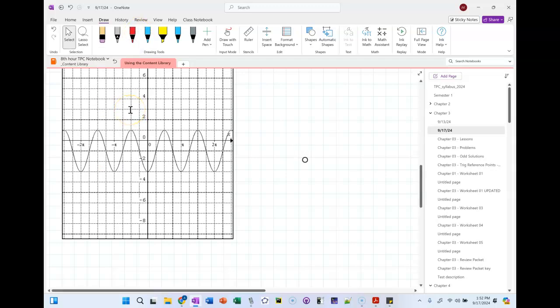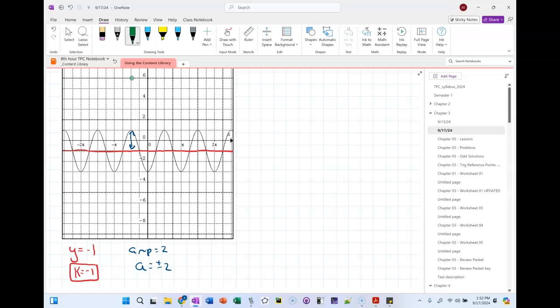What do we start by looking for? Midline. Where's the midline at? -1. That's what it looks like to me. What does that give me? A, C, H, or K? K. And what is K? -1. Next we look for, what's the amplitude? Looks like 2 to me. What does that give me? A, C, or H? A. What is A going to be then? Close. Plus or minus 2. And then last we look for?